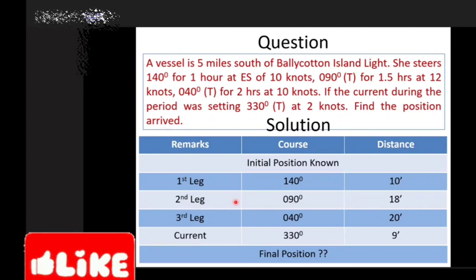Understood up to this point, guys? So the first leg is this, second is this, third is this, and the fourth leg can be the current applied for the entire duration. The entire duration is 1 hour, 1.5 hours, 2.5, 4.5 hours. 4.5 hours at 2 knots becomes 9 miles of drift. Is that clear, beta? Any questions on the entries in the table?